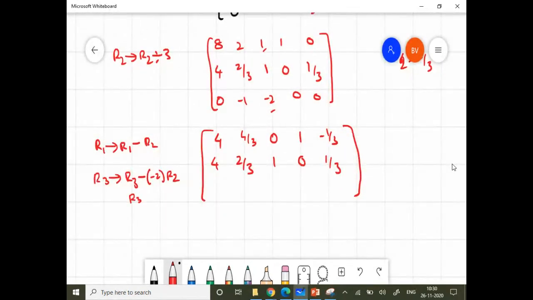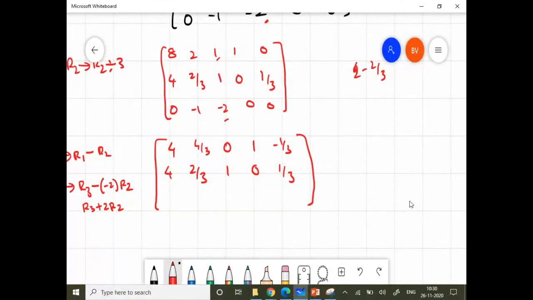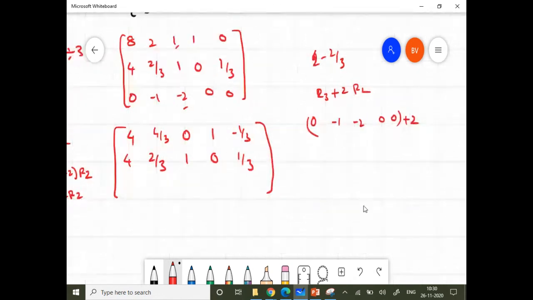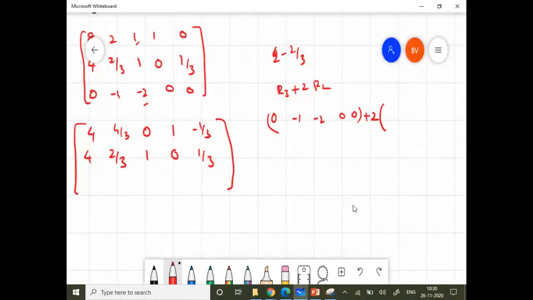Third row, the reduction method. So this formula becomes R3 plus 2 times R2. Can I use this formula this side? What is your R3 here? So I am writing the formula R3 plus 2 times R2. R3 is 0, negative 1, negative 2, 0, 0, plus 2 times R2. R2 is here: 4, 2 over 3, 1, 0, 1 over 3. That will give you first 0, negative 1, negative 2, 0, 0.